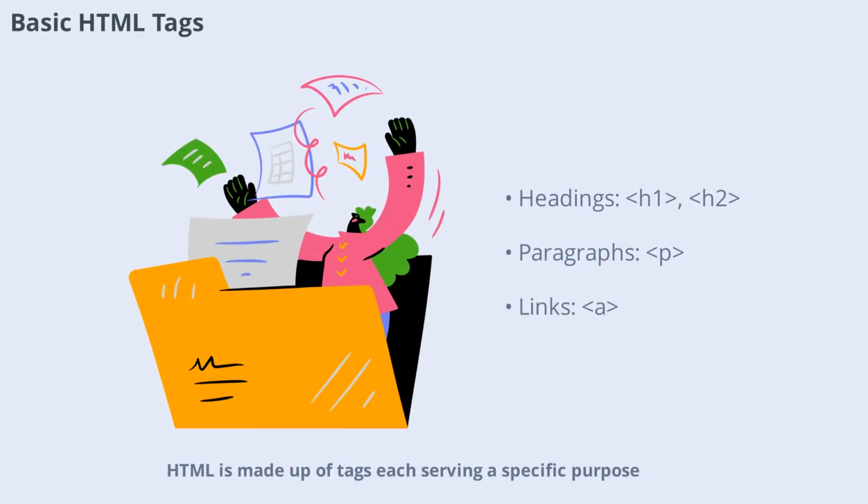HTML is made up of tags, each serving a specific purpose. Common tags include H1 for headings, P for paragraphs, A for links, and IMG for images. Learning how to use these basic tags is the first step in creating structured, readable web pages. As you practice, you'll discover how tags work together to build the content and layout of your site.